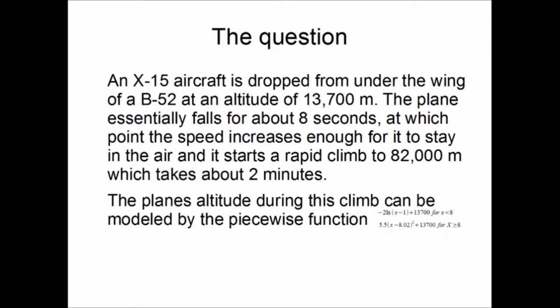Now for the question. An X-15 aircraft is dropped from under the wing of a B-52 at an altitude of 13,700 meters. The plane essentially falls for about 8 seconds, at which point the airspeed increases enough for it to stay in the air on its own, and it starts a rapid climb to 82,000 meters, which takes about 2 minutes. The plane's altitude during this climb can be modeled by the piecewise function negative ln of (x minus 1) plus 13,700 for x less than 8, and 5.5 times (x minus 8.02) squared plus 13,700 for x greater than 8.